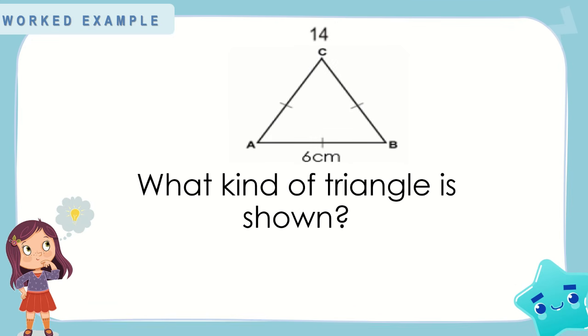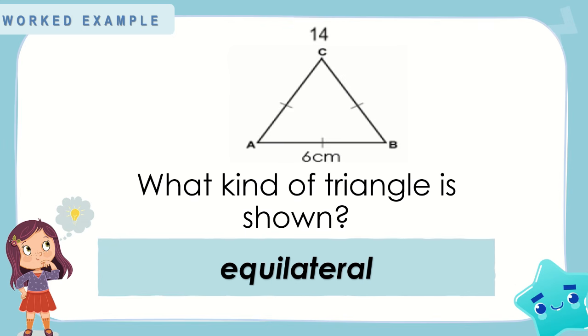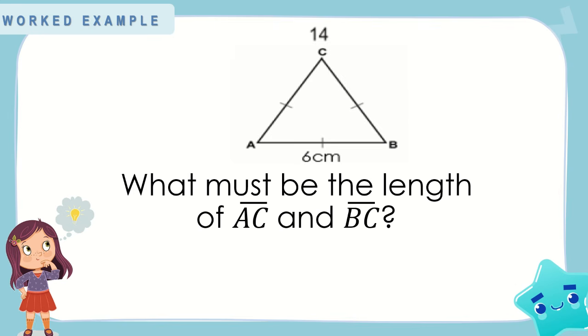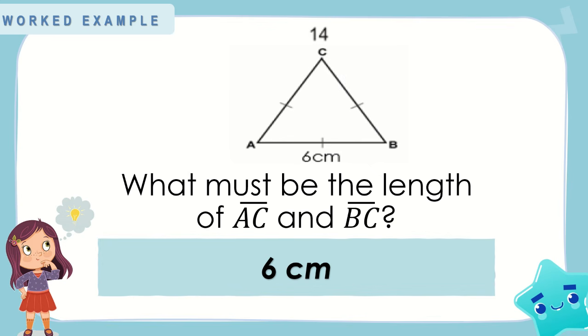What kind of triangle is shown? You're right, it is an equilateral triangle. What must be the length of segment AC and segment BC? You're right, the correct answer is 6 centimeters.